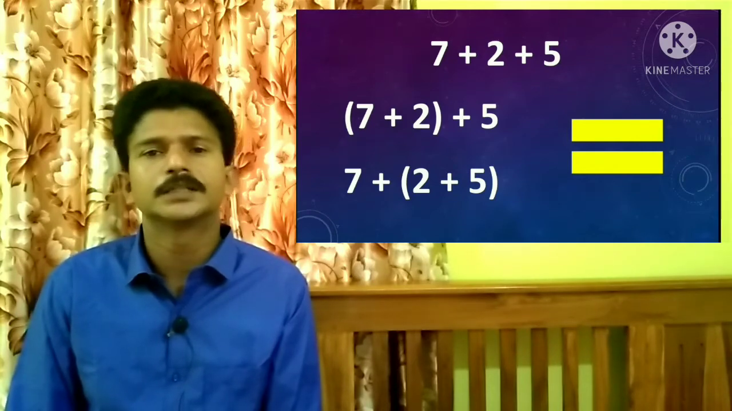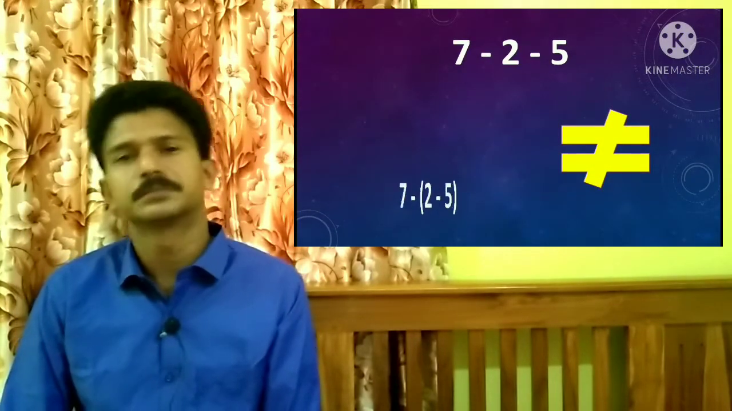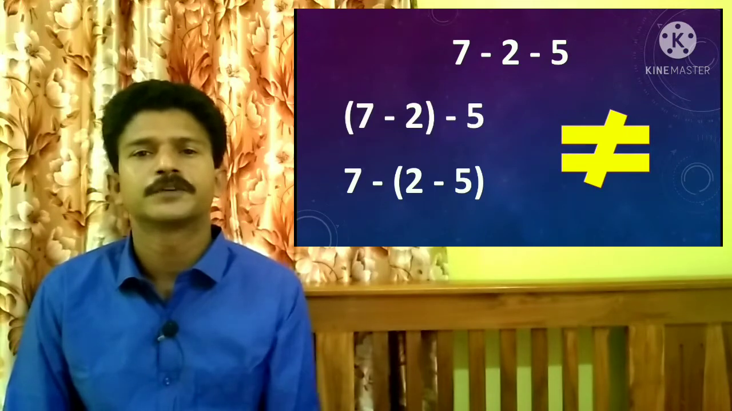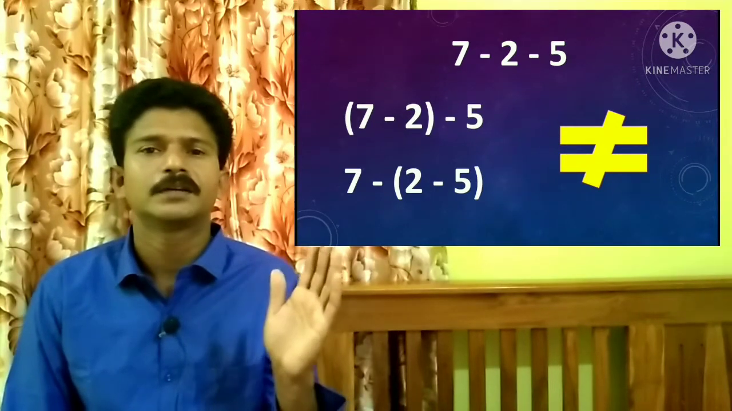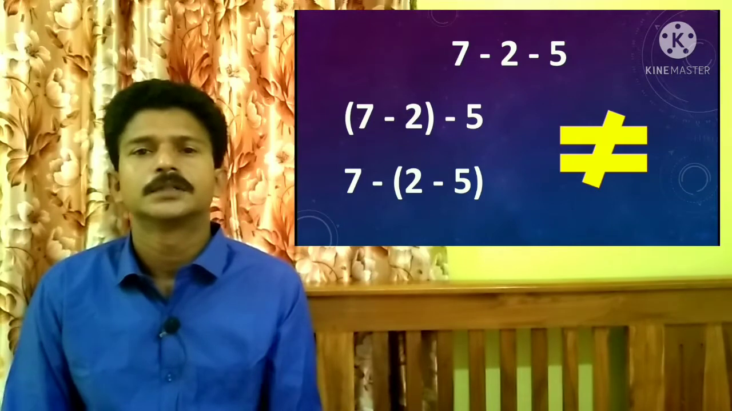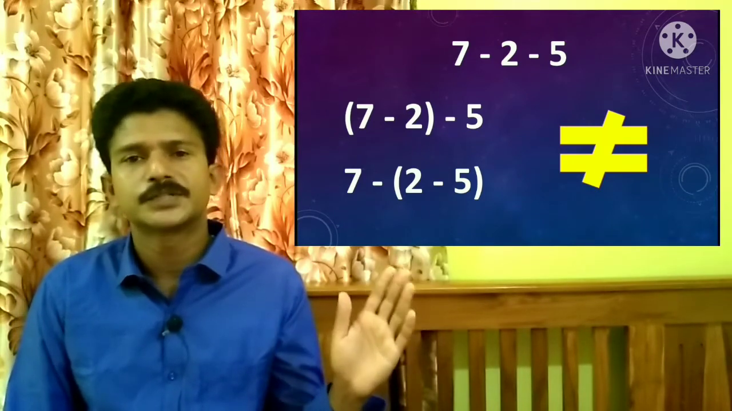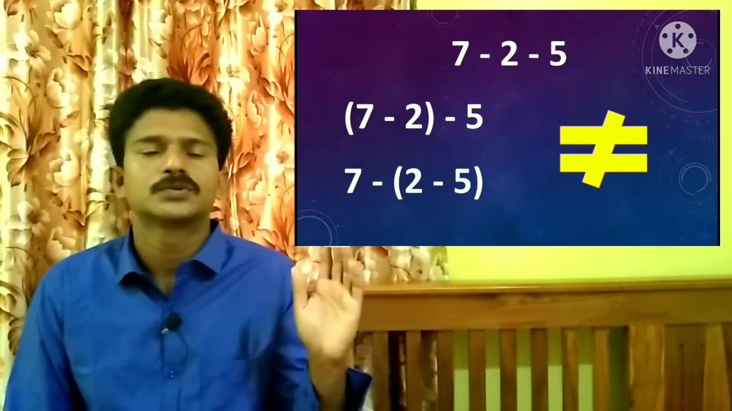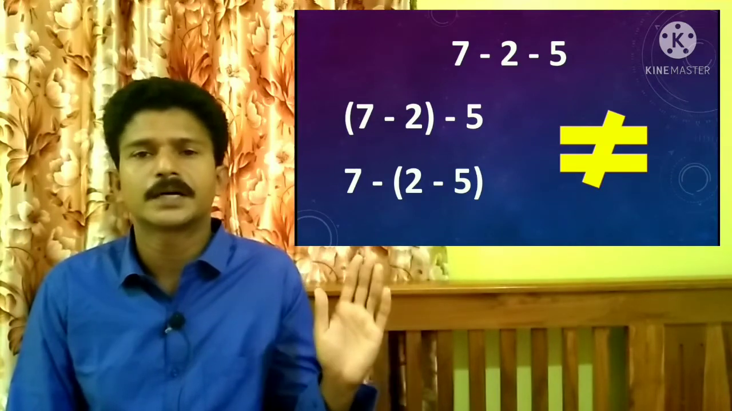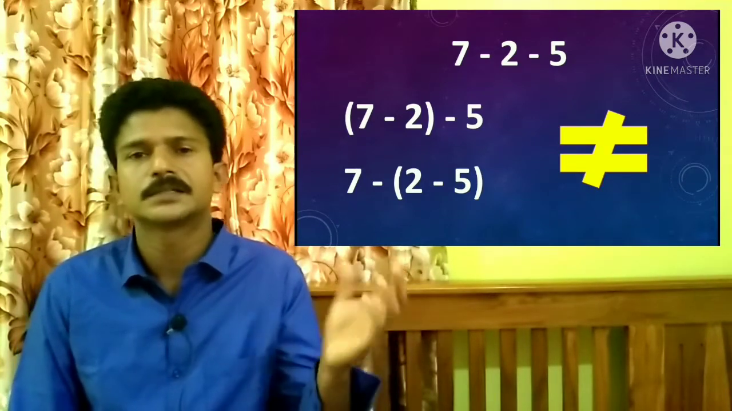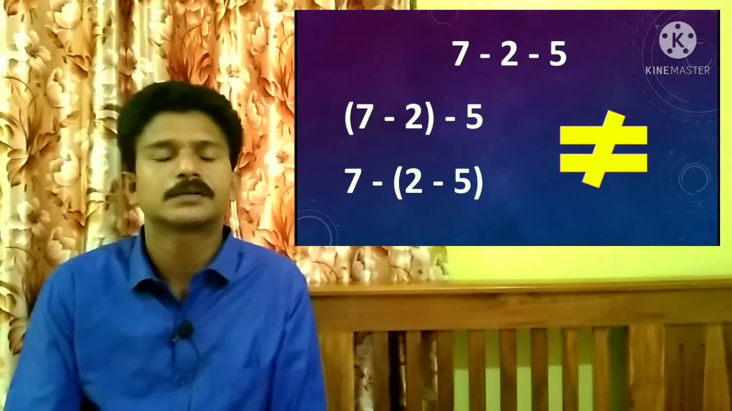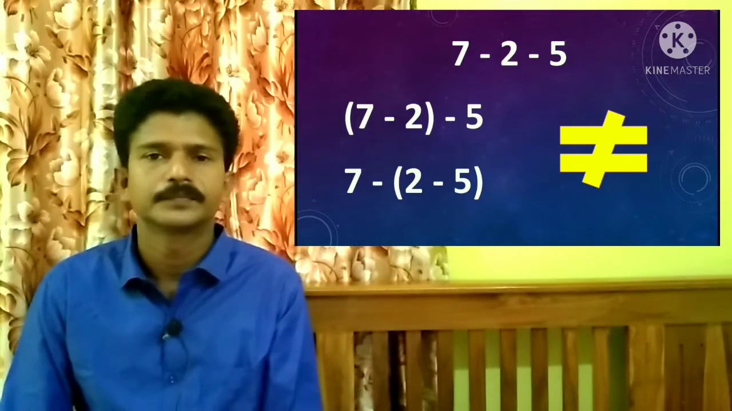What about the other operations? Multiplication, subtraction, division. Let us try the subtraction. 7 minus 2 minus 5. The first time we are grouping 7 and 2 like this: 7 minus 2 in a bracket, minus 5. So we are doing what is in the bracket, 7 minus 2, subtract it and get a result, then subtract 5 from it.